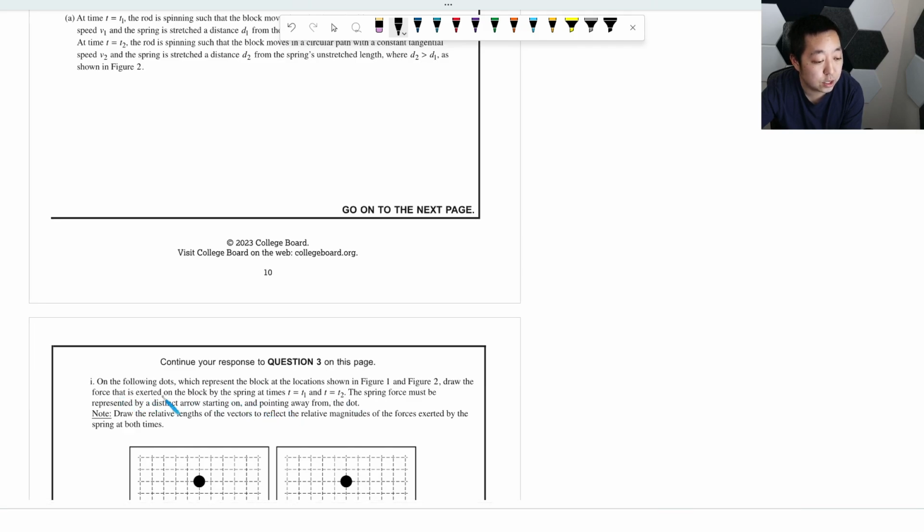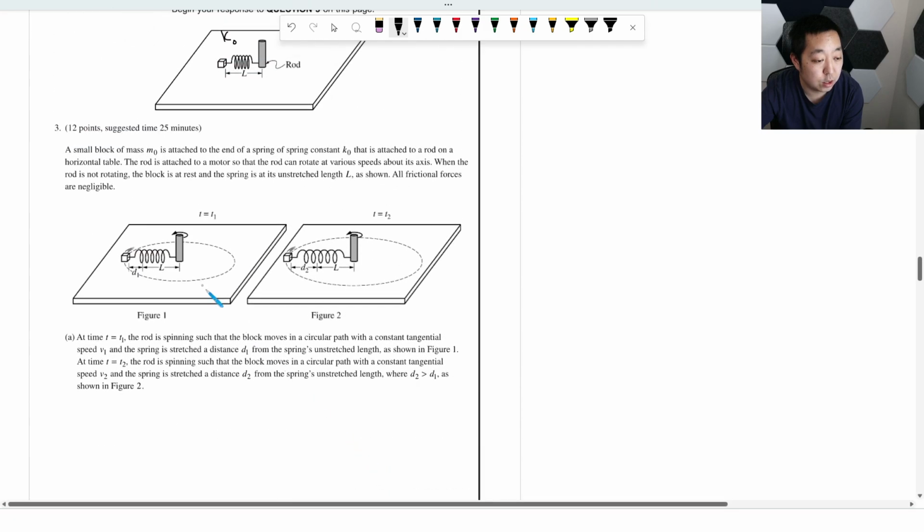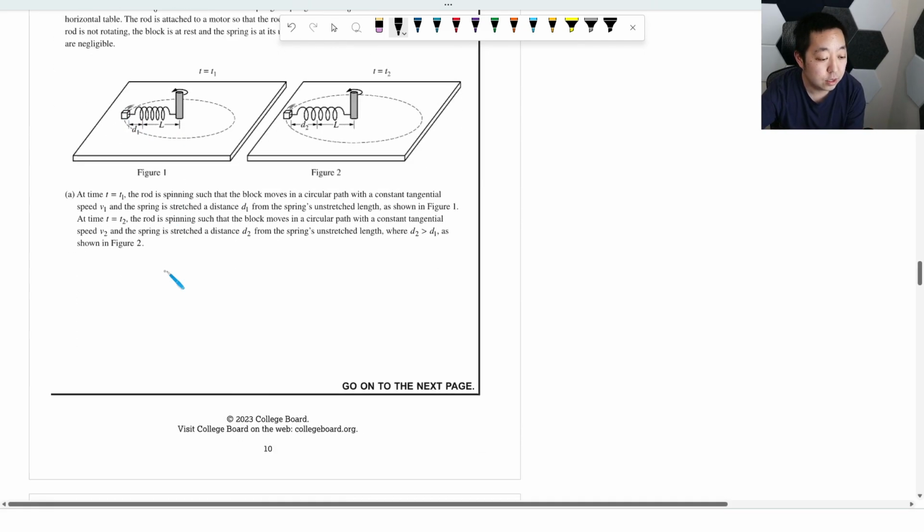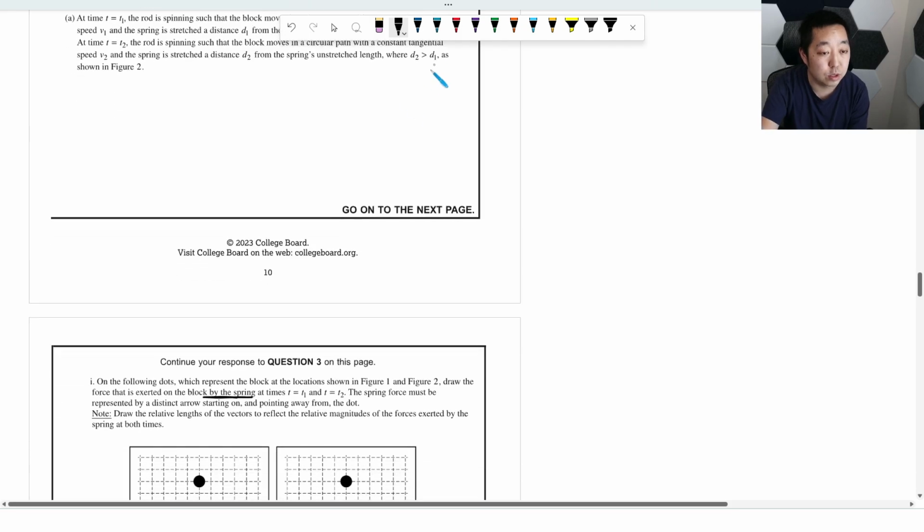On the following dots, draw the force that is exerted on the block by the spring at times t equals t1 and t2. The spring force must be represented by a distinct arrow. So we only want the free body diagram, the force from the spring itself. Draw the relative lengths of the vectors to reflect the relative magnitudes. So in both cases, they're going to be pulling towards the center, right? Because the spring is stretched, it's going to pull it in, so that's going to be directed towards the right.